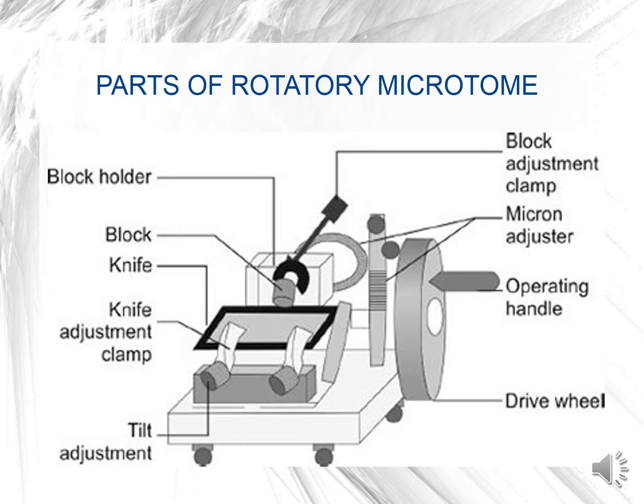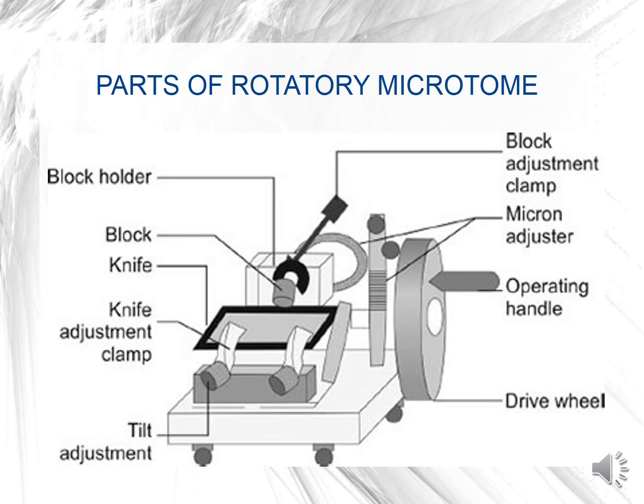This is the knife, through which the sections are cut serially. This is the knife adjustment clamp. We can adjust the knife and fix the material with the help of this adjustment clamp. This is the tilt adjustment. We can tilt it in any direction we want.